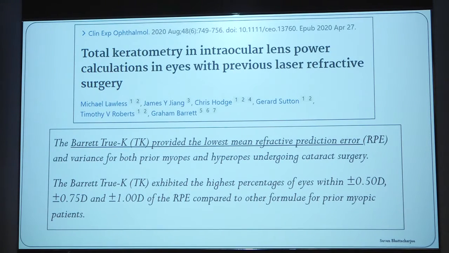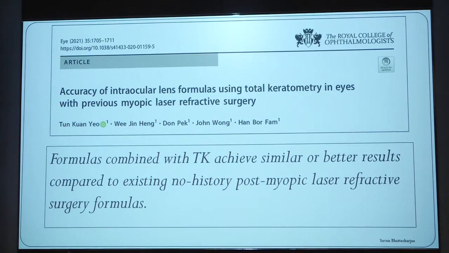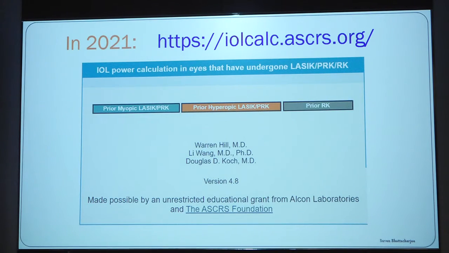Now, what I wanted to say is, in this particular paper from 2020, it was found that the Barrett True K provided the lowest mean refractive prediction error. So that is some evidence that we have. And this one, again, formulas combined with TK achieve similar or better results compared to existing no history or post-myopic laser refractive surgery formulae. This is, I think, a go-to place for most of us, and of course, people who discern a lot more do a lot of other things.